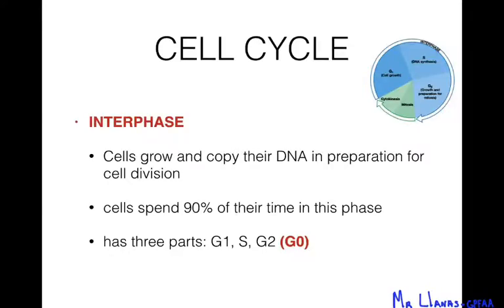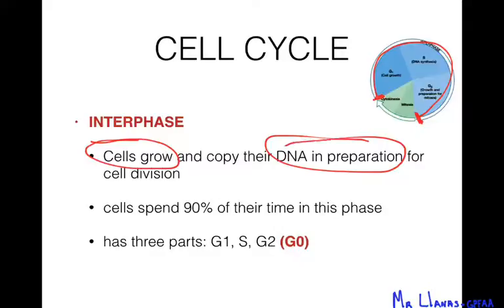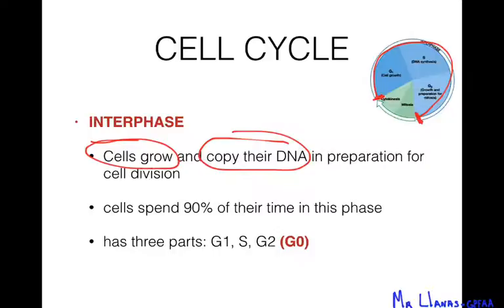So interphase, the first part of the cell cycle, we already said starts here, goes around, and ends right here. Interphase is just where the cell grows and DNA replication happens. The cell grows and DNA is copied. 90% of the time is spent here, and it has three parts, G1, S, and G2. So again, interphase is the big phase of the cell cycle. What happens there? The cell grows and DNA replicates, or makes copies of itself.